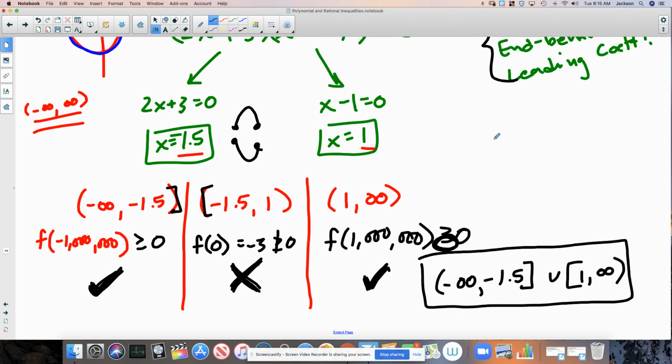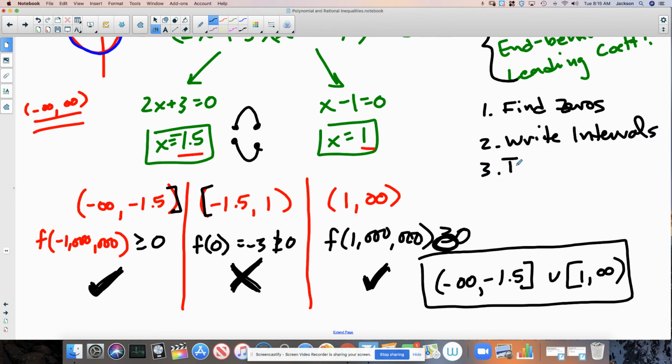So again, it's really a three-step process. Step 1, find the zeros. You can do that algebraically. Step 2, write the intervals. Write all of the intervals in the domain separated by these zeros. And step 3, test numbers in the intervals. This is our three-step process for solving polynomial inequalities. Let's practice some more.